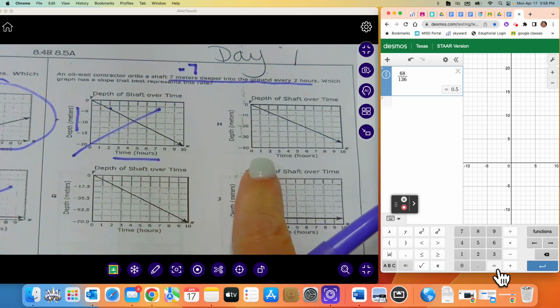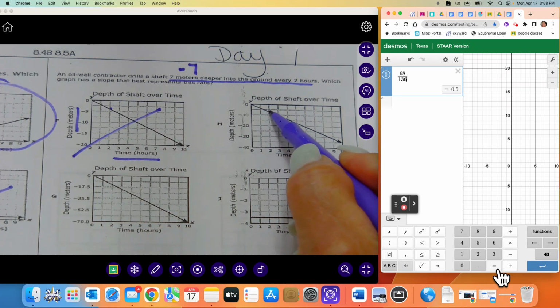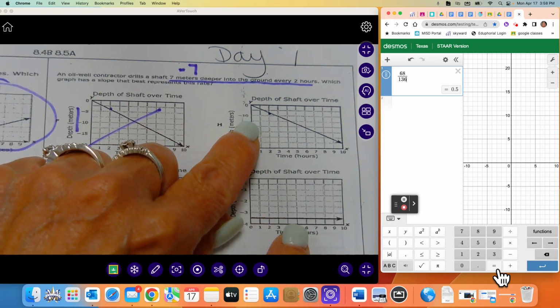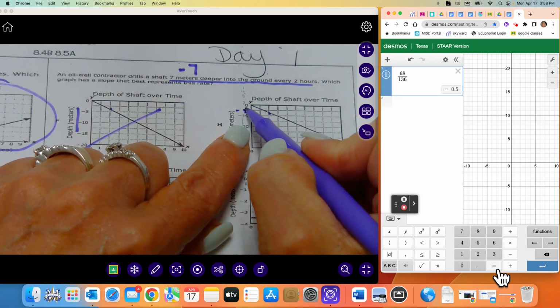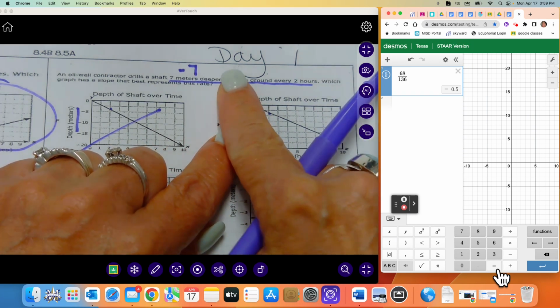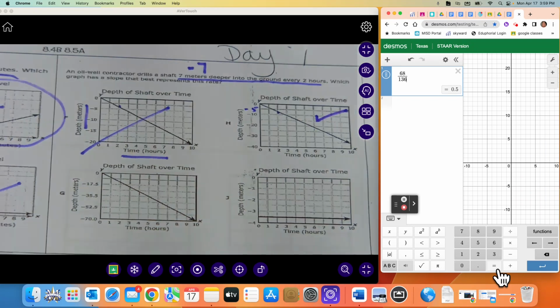Okay, so let's look at this one. We're going to go over here to 2 hours. We're going to go up to the line. And this here is at -10. Between -10 and 0, this is at -5. So this dot is between -5 and -10. So this could be it at -7. But we're not just going to stop there. We're going to look at the other ones.